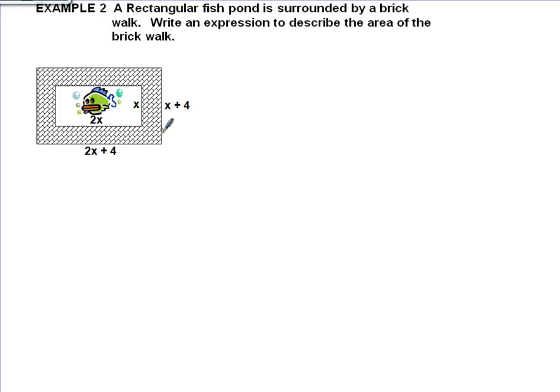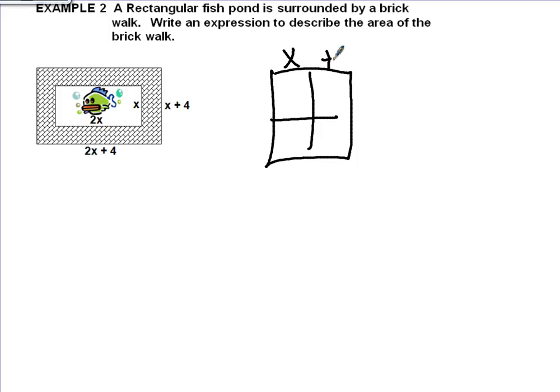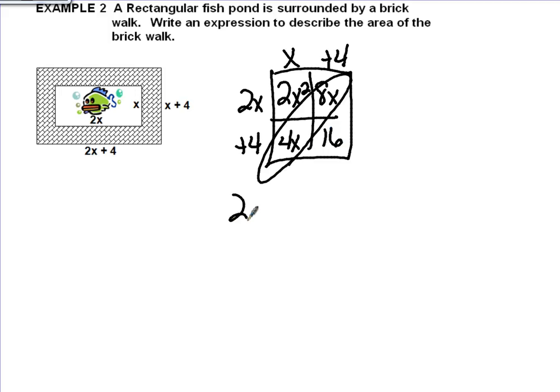So in order to do that, I'm going to find the area of the entire thing, and then I'm going to subtract the area of the inside rectangle. So for the outside rectangle, I've got to use my box to find base times height. x plus 4, 2x plus 4. I multiply these together, I get 2x squared, 4x, 8x, and 16. I take them out, I get 2x squared plus 12x plus 16. So that's the area of the entire region.